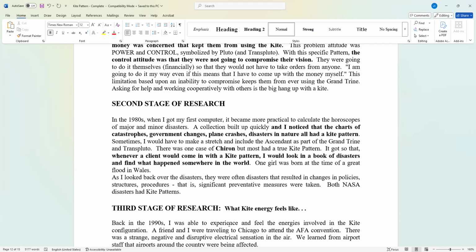the disasters connected with NASA, the Columbia and the Challenger. When there are space disasters, there was always a kite pattern involved. I have further down the 9/11. There was a kite involved. So it doesn't mean you don't travel when there's a kite pattern. But when there's a disaster, almost always a kite pattern is involved.